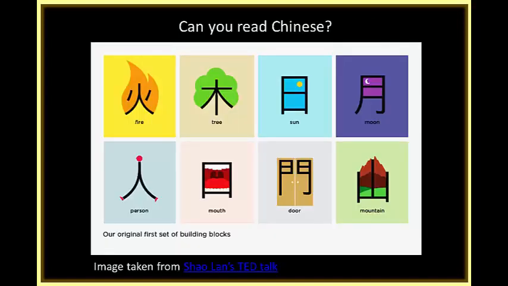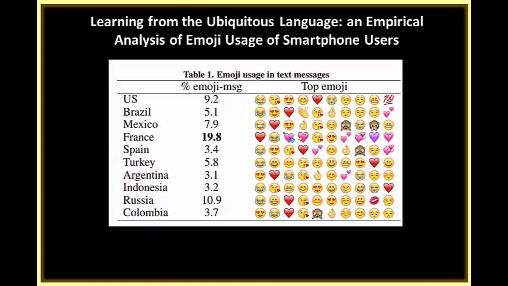Can you read Chinese? Well, Chinese characters are also pictures, some literal, whilst others are quite abstract. This image, for example, is taken from Shaolin's TED Talk, which is well worth watching. Why do we need symbolic representations? Why do we need ideographs when we can express our thoughts so accurately with well-written words and phonetics?